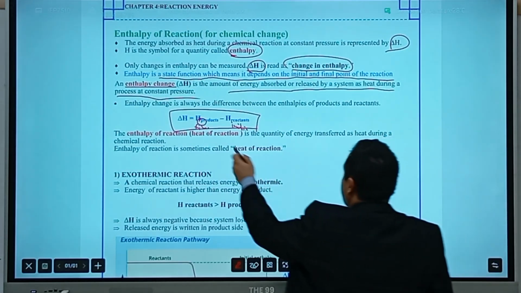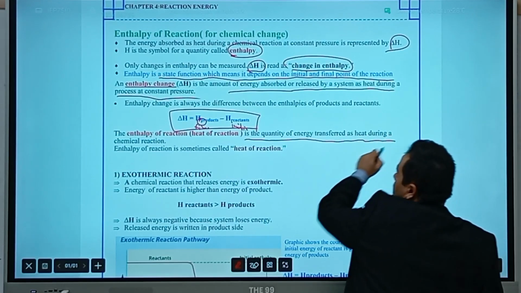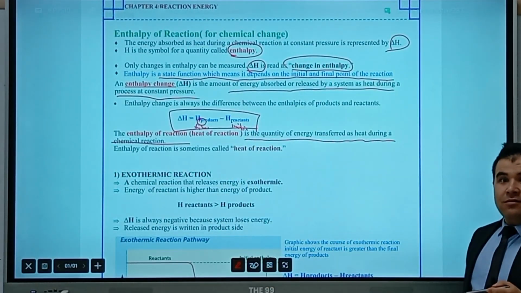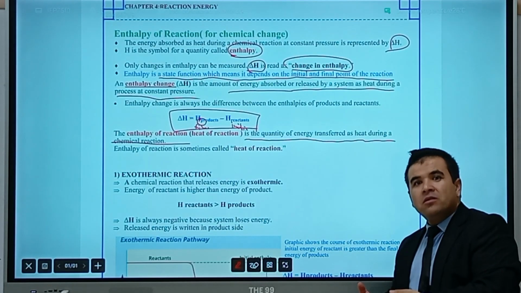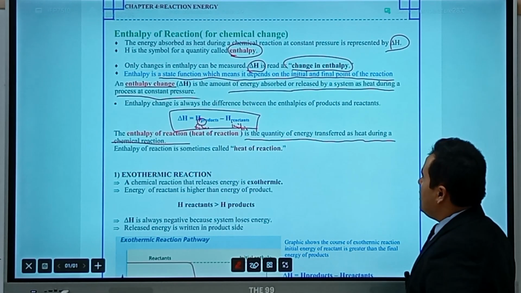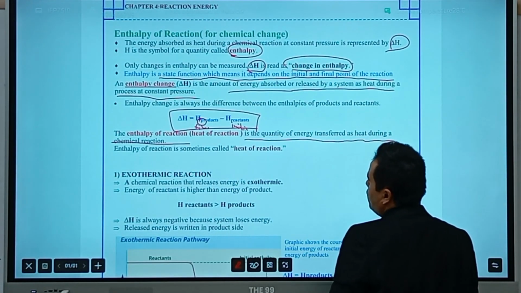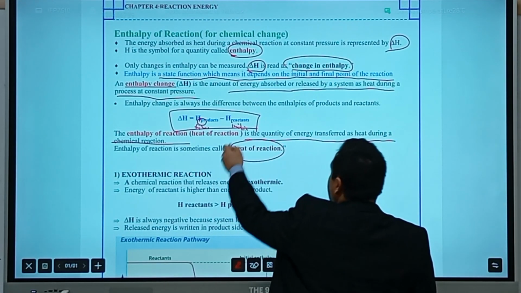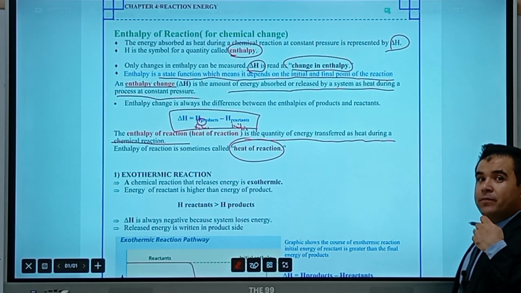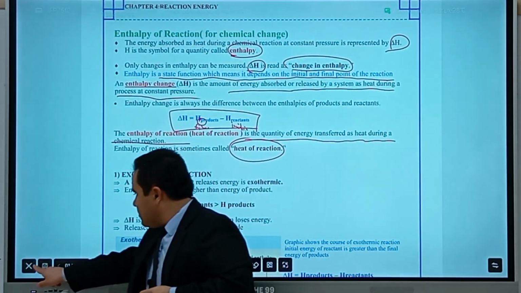Enthalpy of reaction or heat of reaction is a quantity of energy transferred as heat during a chemical change. The quantity of heat that is transferred between the systems during a chemical reaction we call the enthalpy of reaction, or sometimes we use the heat of reaction for the enthalpy of reaction.